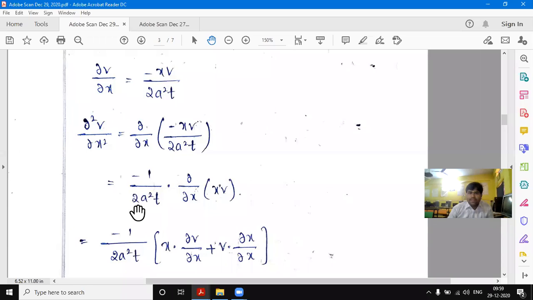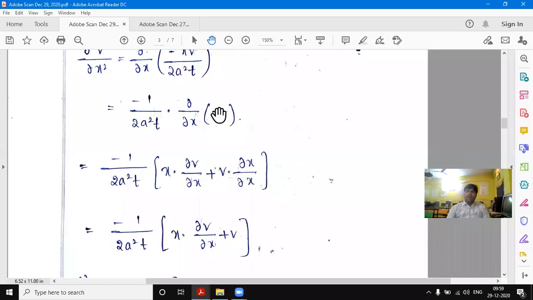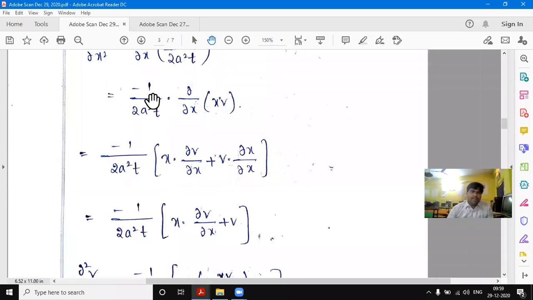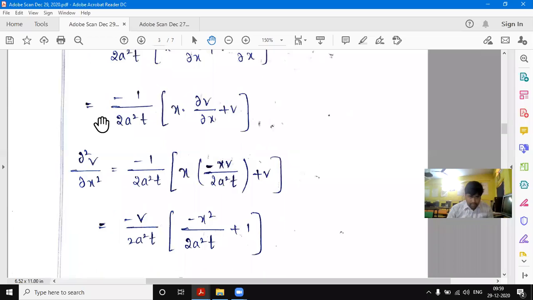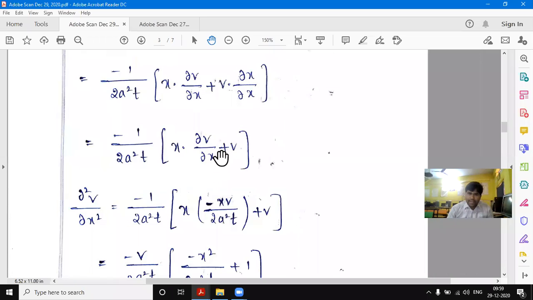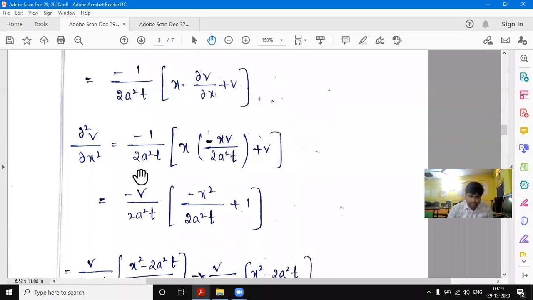So minus 1 by 2a square t into dou by dou x into xv, because v also contains x term. So then we are partially applying to v also. So minus 1 by 2a square t into, so this is a uv, so x into dou v by dou x plus v into dou x by dou x. That is equal to minus 1 by 2a square t into x dou v by dou x plus v into dou x by dou x is 1.